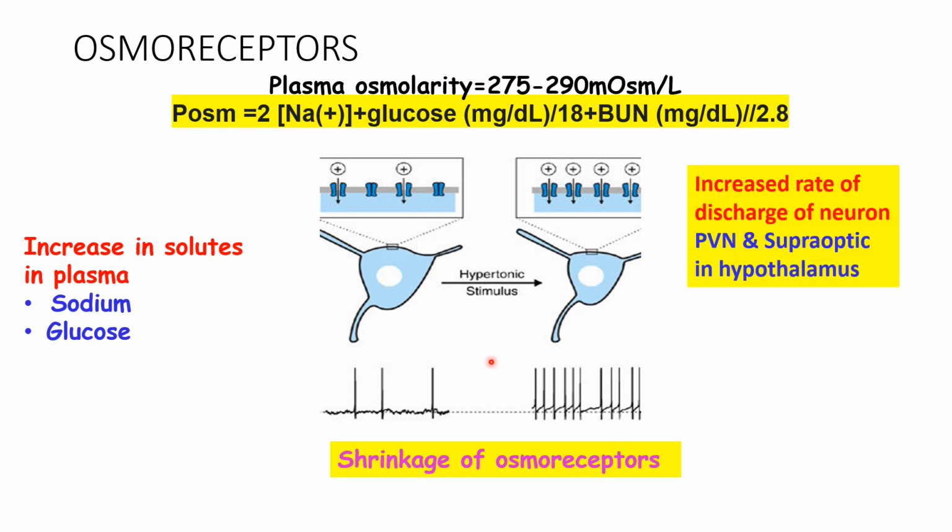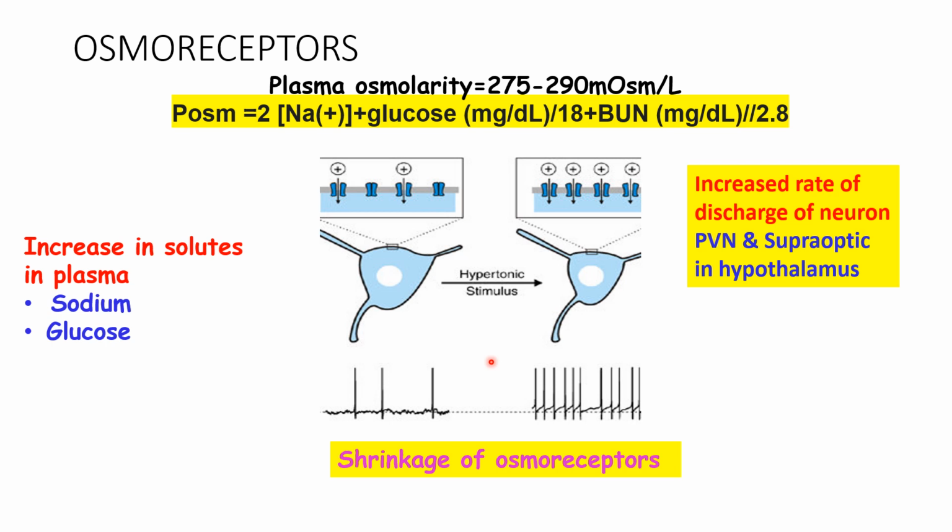So what will happen whenever there is an increased rate of discharge of neurons? It will cause increased activation of neurons present in the hypothalamus. Which neurons? The paraventricular nucleus and the supraoptic. And we know when they are stimulated, they will cause the synthesis and release of ADH. So can we link the plasma osmolarity with the ADH? Yes. Whenever there is a change in the plasma osmolarity, there is also a change in the firing of the neurons of osmoreceptors, and there is a change in the secretion of ADH.